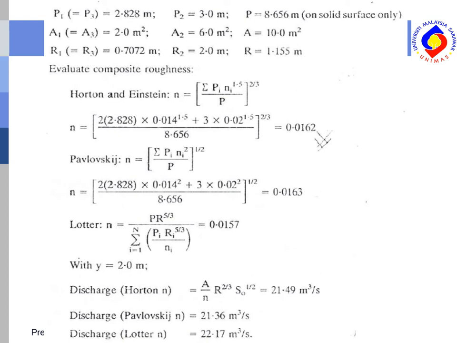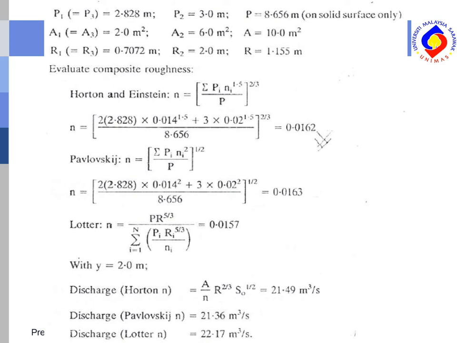given in the question is P R to the power of 5 over 3. In other words, the upper part of the equation is the total P multiplied by the total R to the power of 5 over 3. Then divide by the lower half, which is the summation of the three parts, namely P1 R1 to the power of 5 over 3 divided by N1, plus P2 R2 to the power of 5 over 3 divided by N2, plus P3 R3 to the power of 5 over 3 divided by N3. So all of this will get you 0.0157.